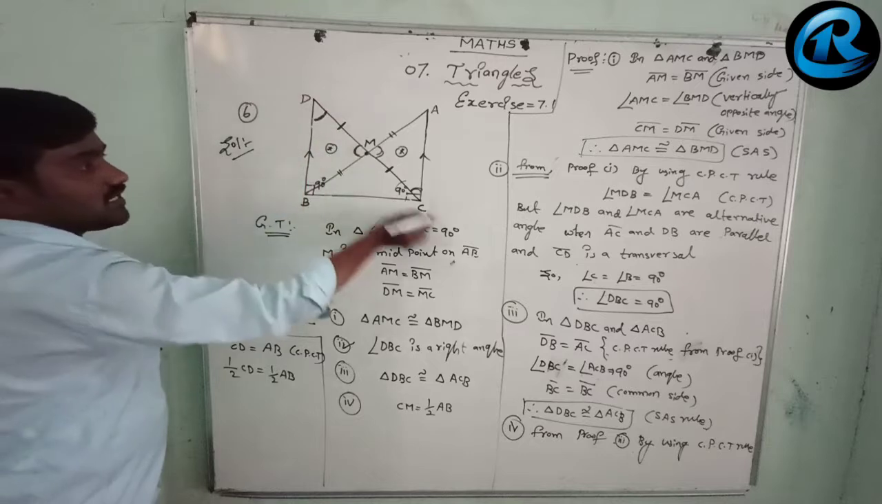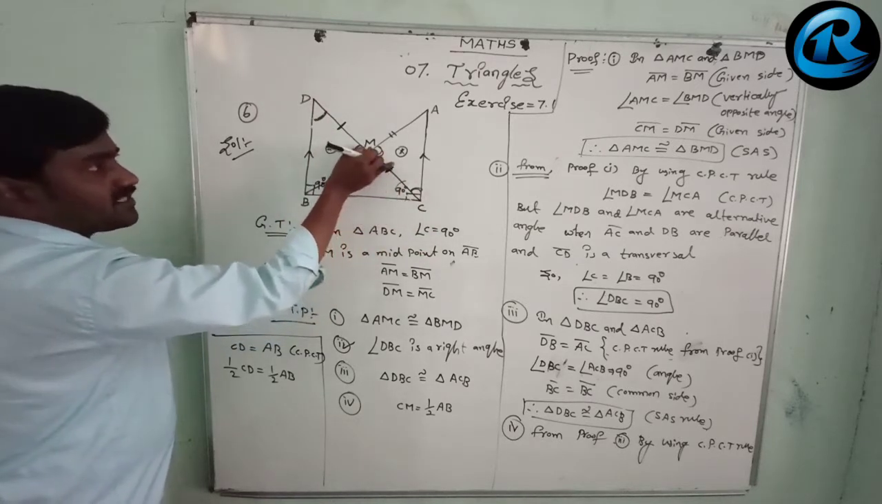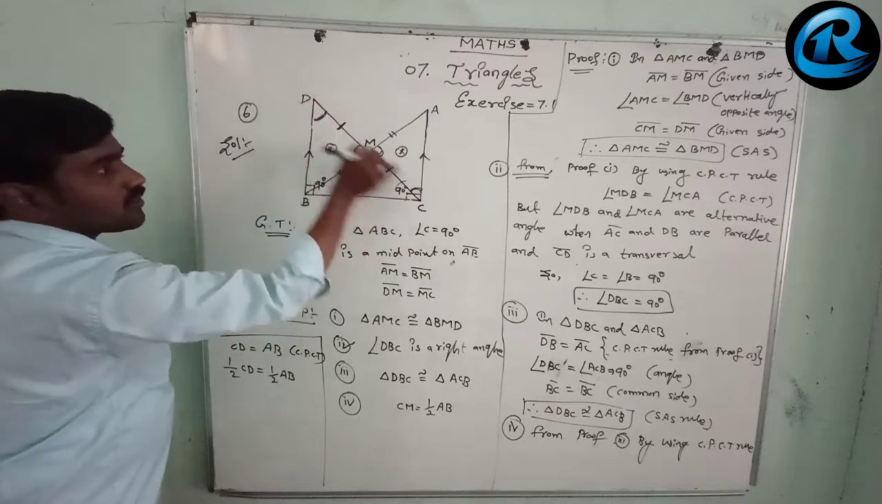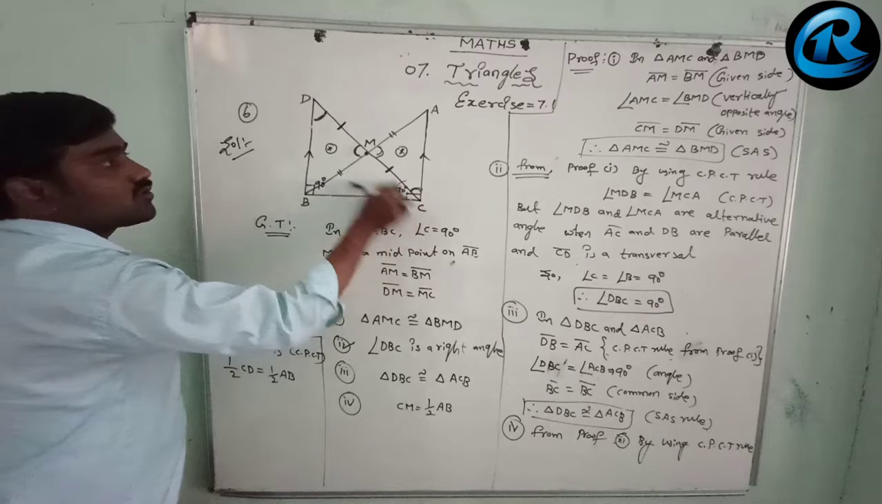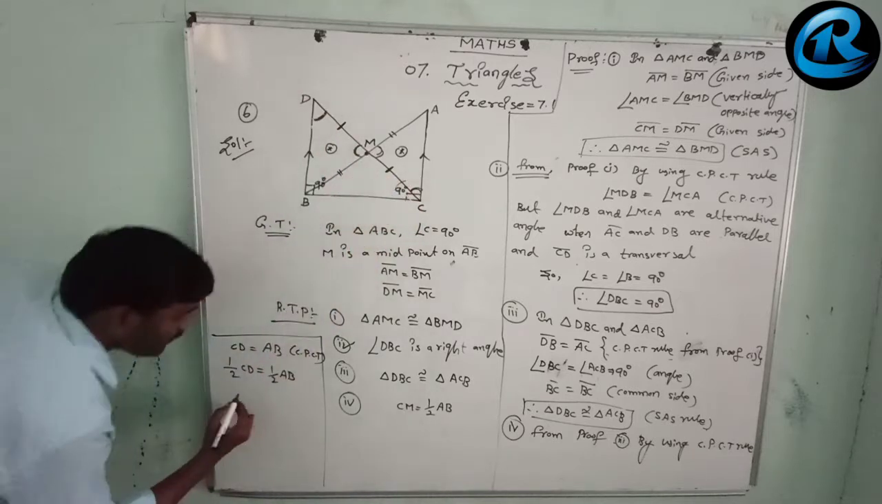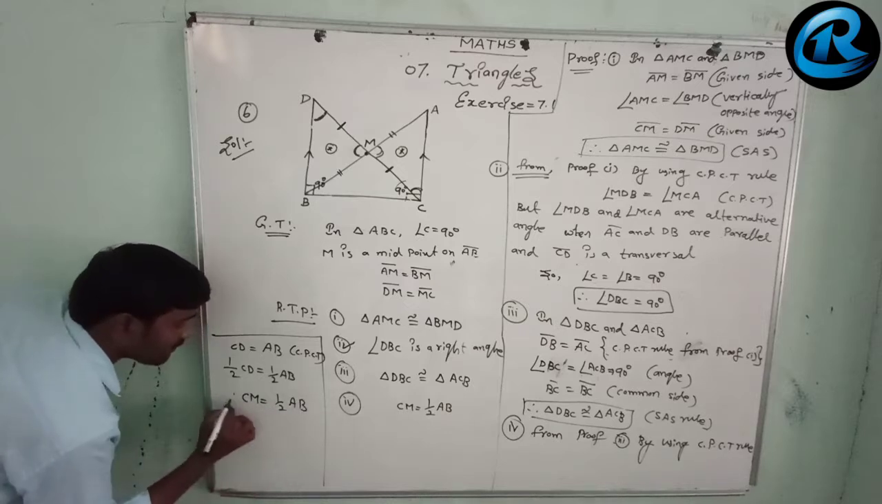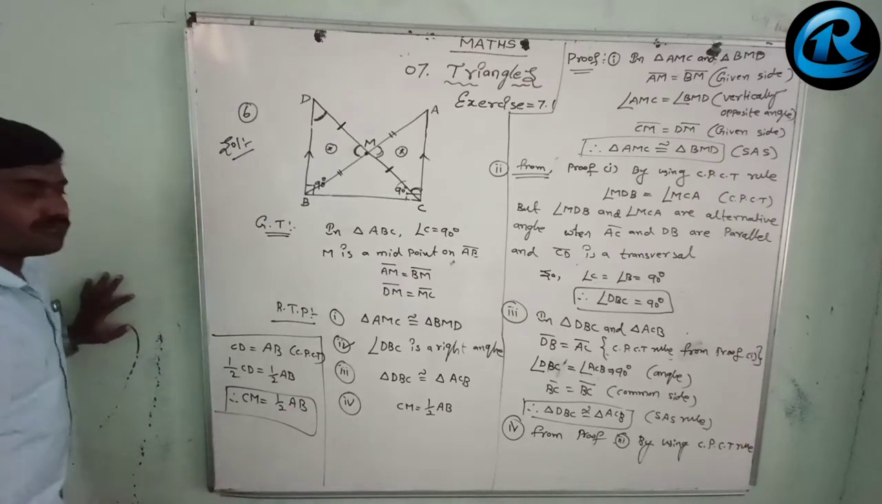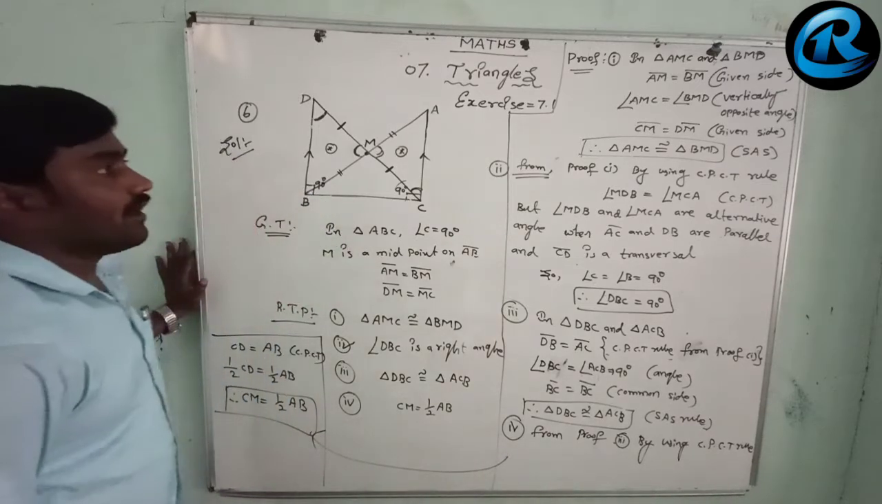Half of the CD is nothing but we can write CM. Here M is the midpoint on CD. So half of the CD is CM. We can write now CM equal to 1 by 2 AB. Hence proved. All these four were completed.